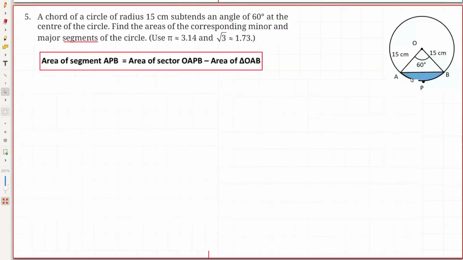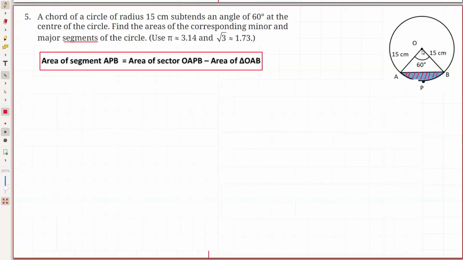Segment means, we already gave the definition for segment, right? A segment means the region between the arc and the chord. This is the segment, the shaded portion is the segment. So how to find out the area of the segment? The area of the segment is the area of the sector minus the area of the triangle. This is the formula.